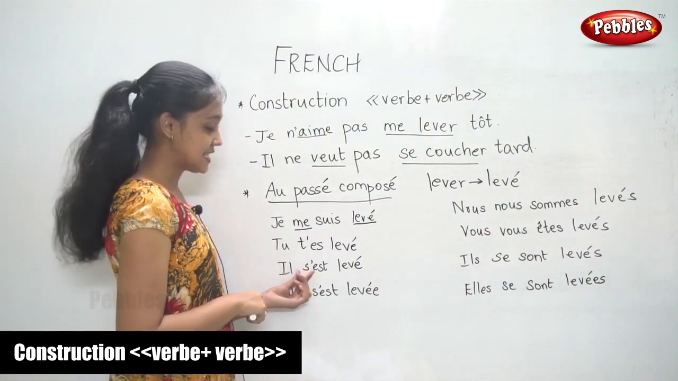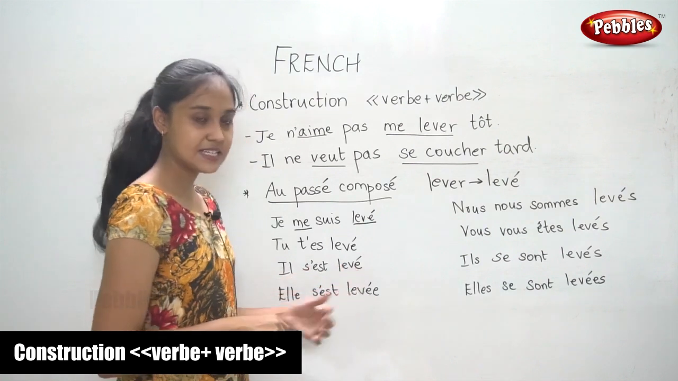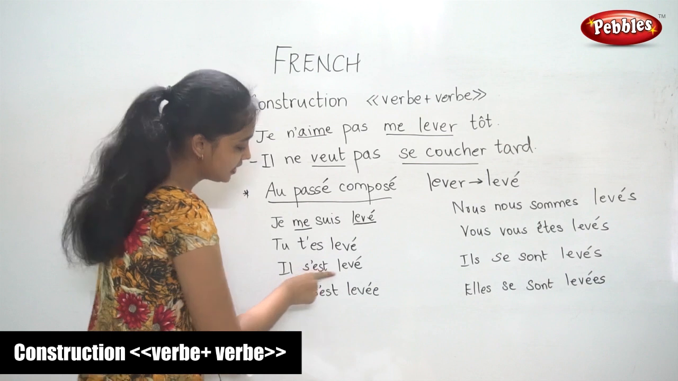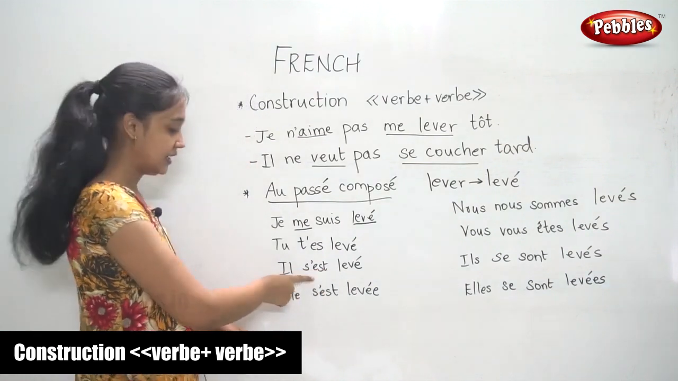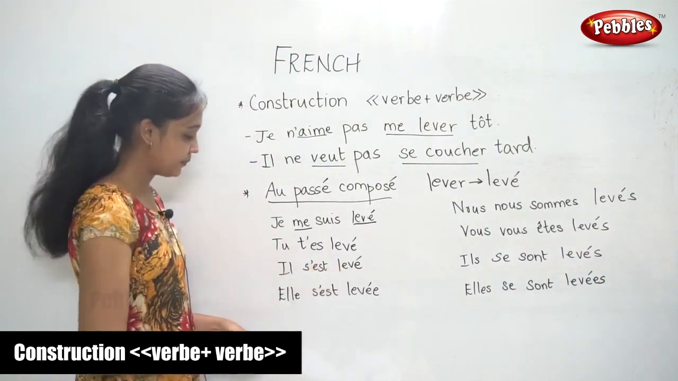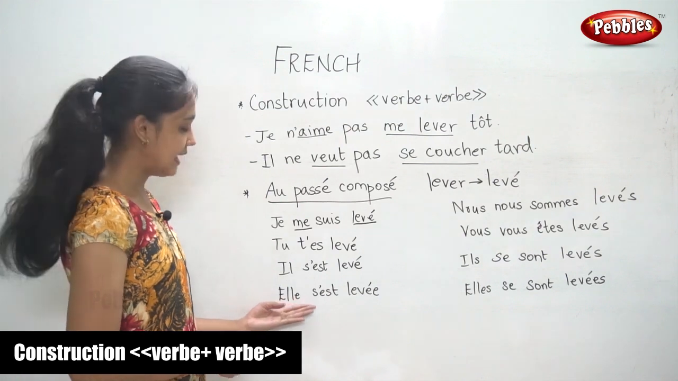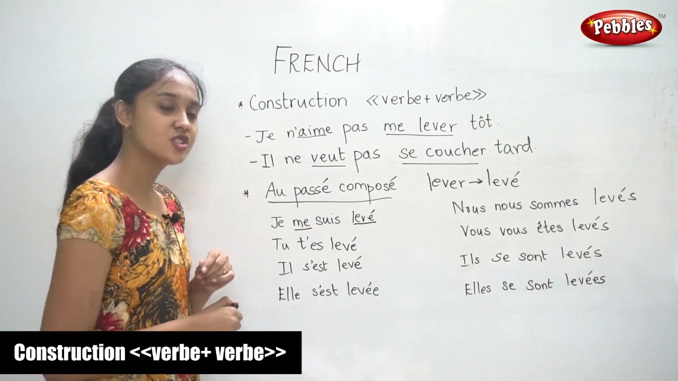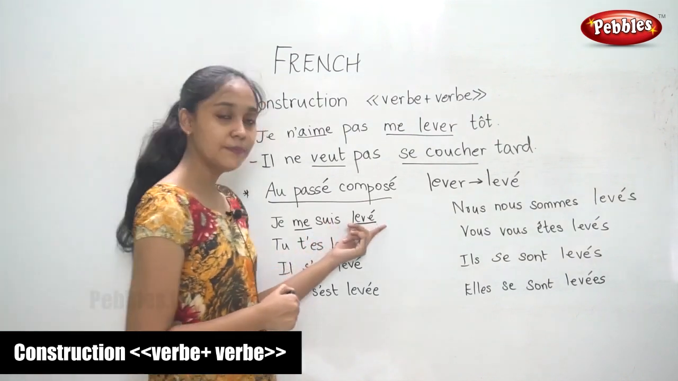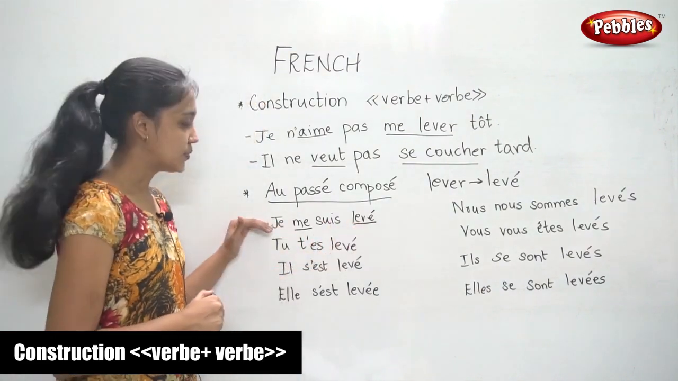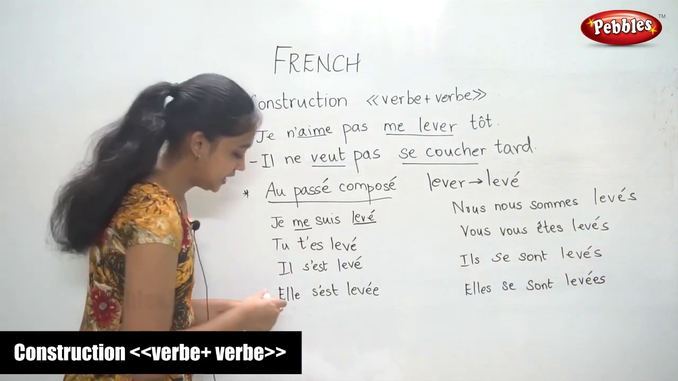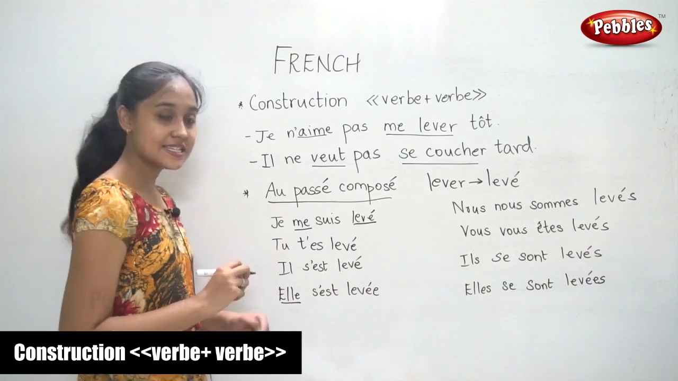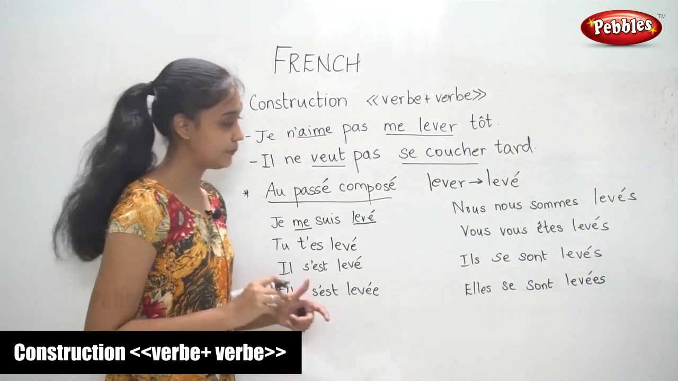Next for il, the reflexive is se. Levé is the past participle. Finally, the être conjugation is est. Il s'est levé. And for elle, s'est levée. And if you remember, when être is the auxiliary, we have to make sure the verb agrees with the subject. So in this case, the subject is elle. So it is feminine singular. So we add an e.